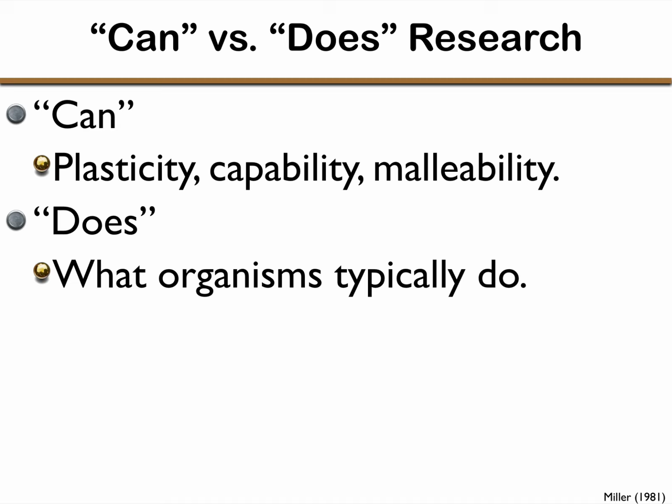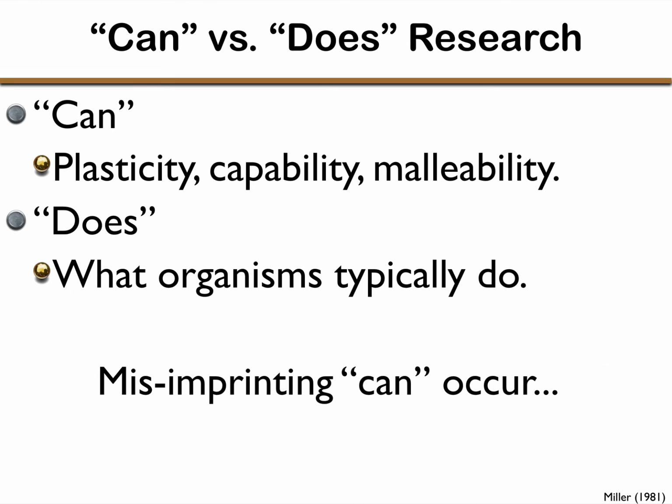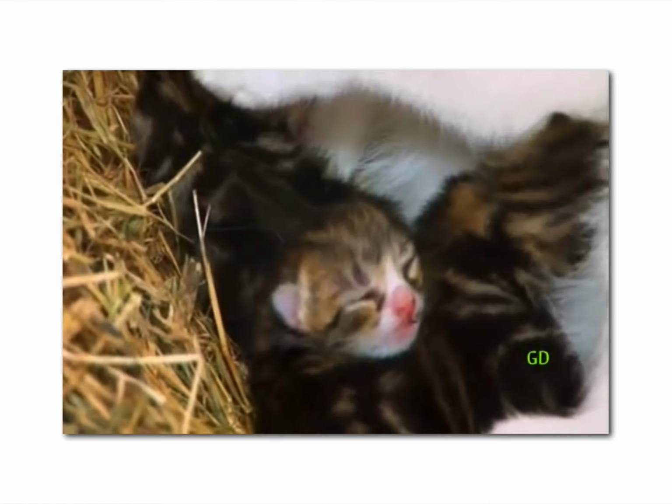So, all I'm saying here is it's fine to ask a can question, but don't think that necessarily what you're learning from doing that applies to the does problem of what organisms typically do. It may, but it may not. And so you really have to look further to see whether or not it generalizes to what organisms really do. Having said that, there are these situations that occur from time to time. They're unusual, but sometimes misimprinting in the real world can occur.